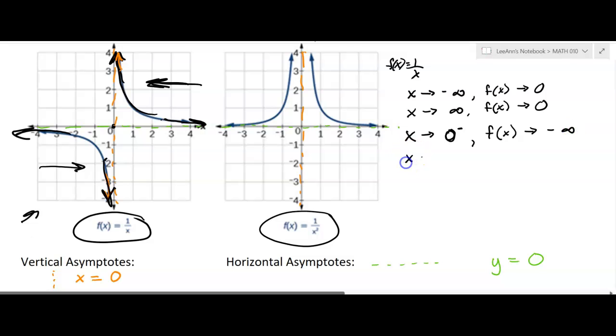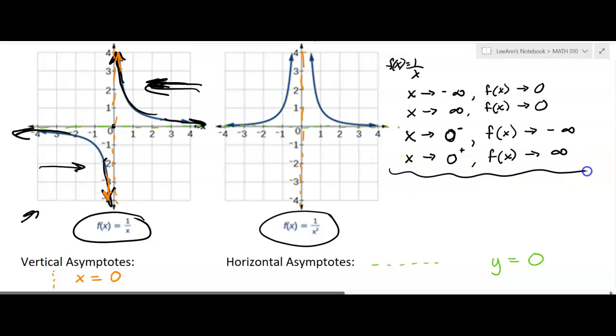But as x approaches 0 from the right, you're going to use a little plus sign up there for the superscript, as we're approaching 0 from the right, then f of x is approaching positive infinity. So that's maybe a new notation that we have, and hopefully that works for you.